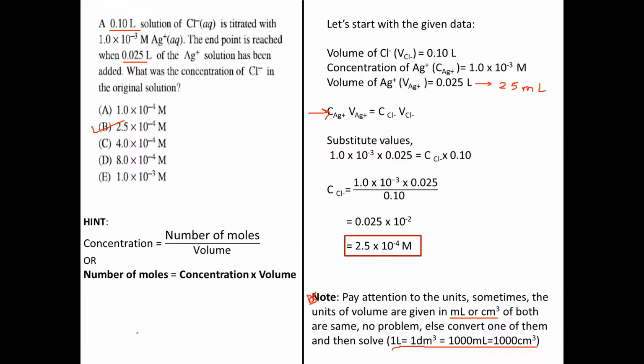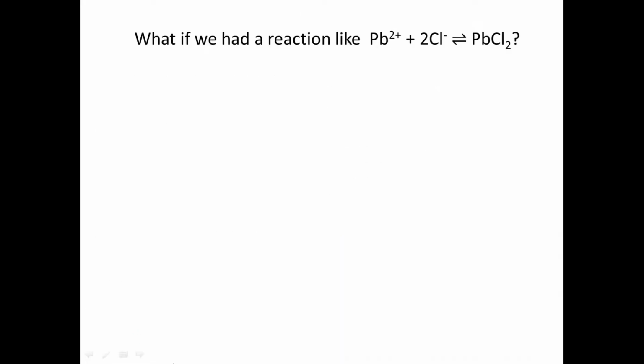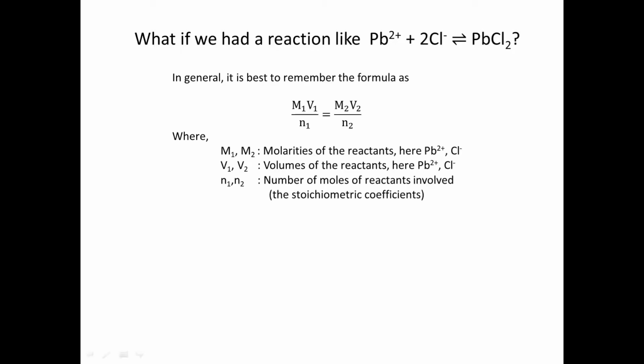Now to take another example, suppose Pb²⁺ and 2 Cl⁻ was given, then what would we have done? Suppose this is one example. Suppose aluminum plus chlorine to form AlCl₃. There again it is 1 and 3. So for such questions, what to do? It's best to remember a general formula, right?